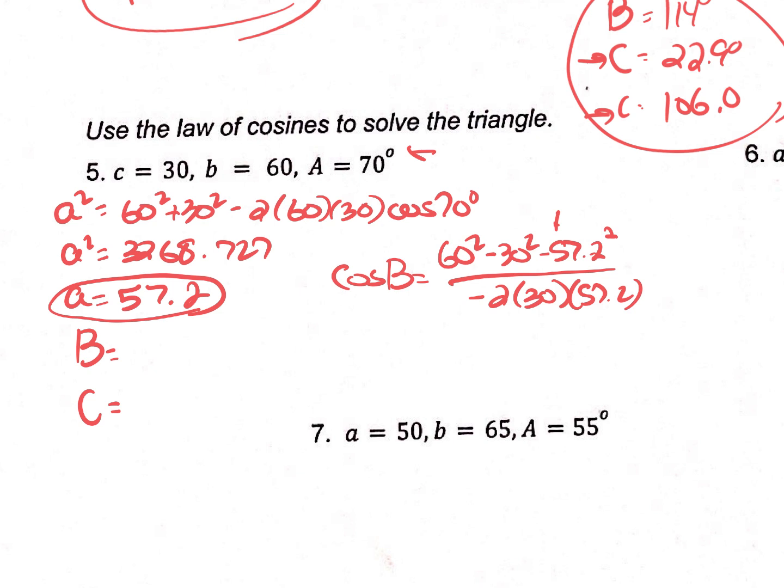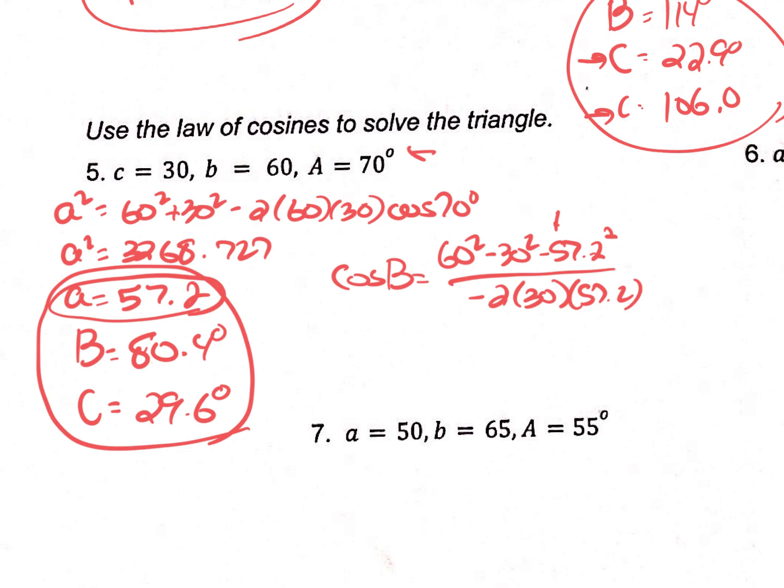Now I'm going to punch all that into my calculator, and I'm going to hit second cosine because you're looking for an angle. I'm getting 80.4 degrees for B. And if it's 80.4 degrees, I'm going to subtract those 2 angles from 180. 180 minus 70 minus 80.4 degrees, I'm getting 29.6 degrees for my C. So there's the answer for number 5.